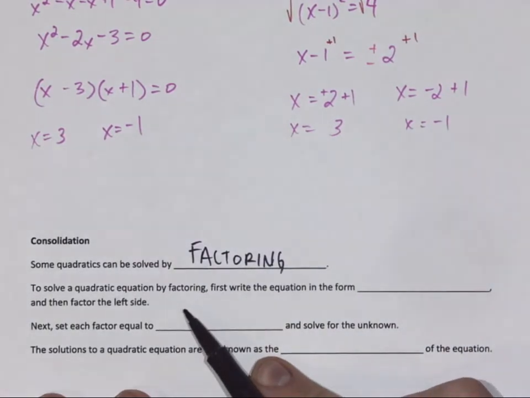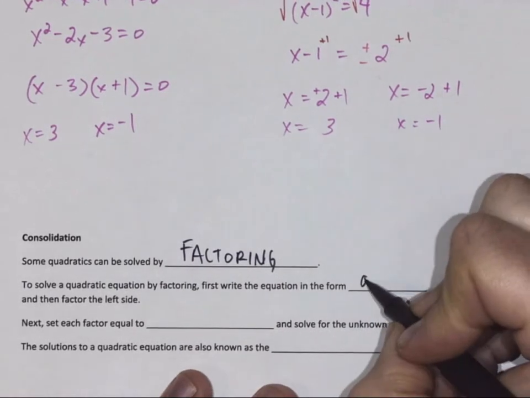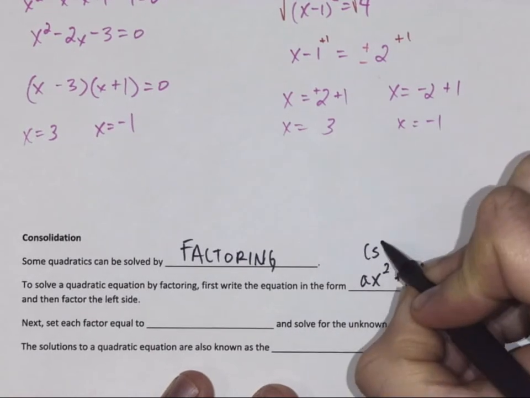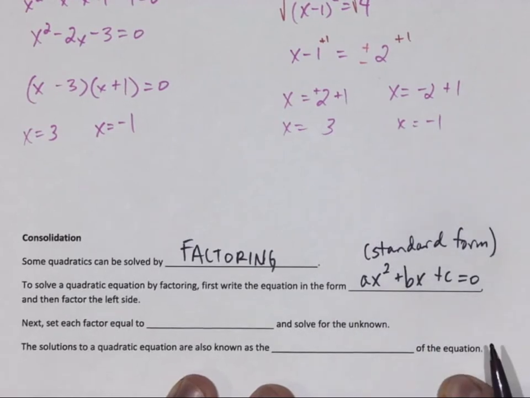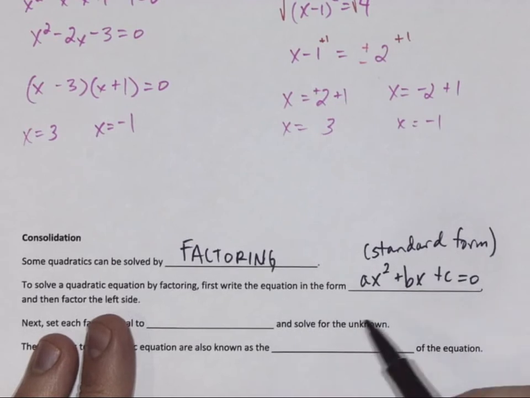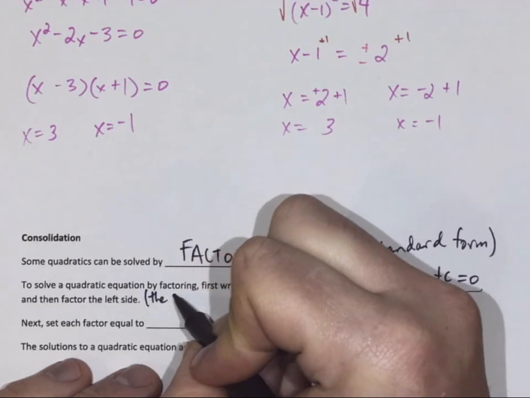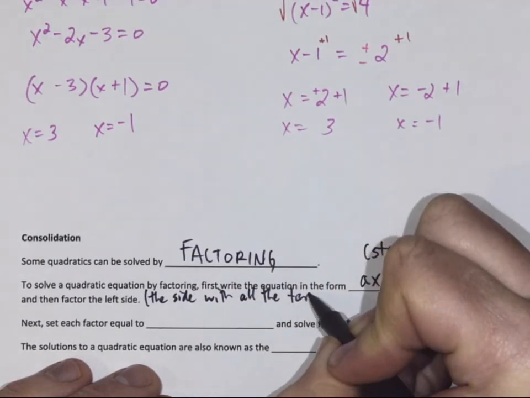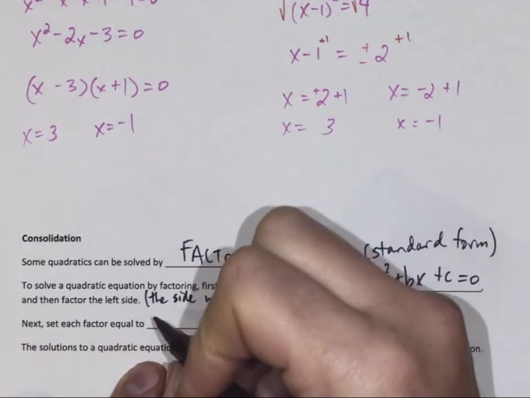To solve a quadratic equation by factoring, we want to first write it in standard form. Remember standard form, ax squared plus bx plus c equals 0. Then factor what's on the left side, or if you have the 0 on the left side, factor the side with all the terms. Right? So it's not just the left side, the side with all the terms.